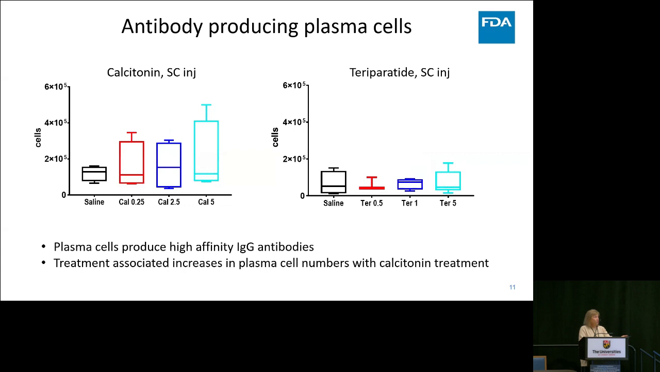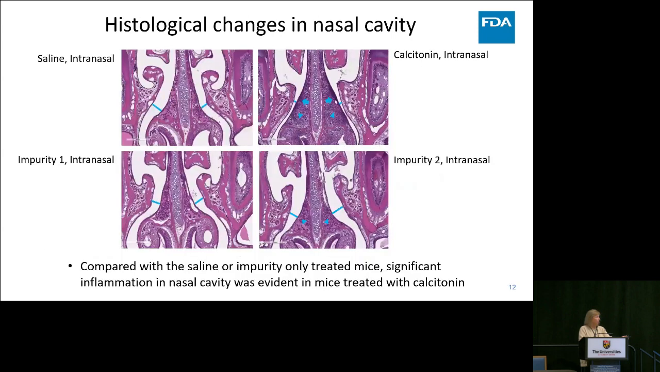These are antibody-producing plasma cells. Now, these were in the bone marrow, and again, with teriparatide, we really see no difference from saline. And with the calcitonin, we do see an increase in these cells. These are actual cell numbers that you're looking at, as opposed to a percentage. And the antibody-producing plasma cells that you see in the bone marrow are most typically IgG, as opposed to your IgM, which are the more transient initial ones.